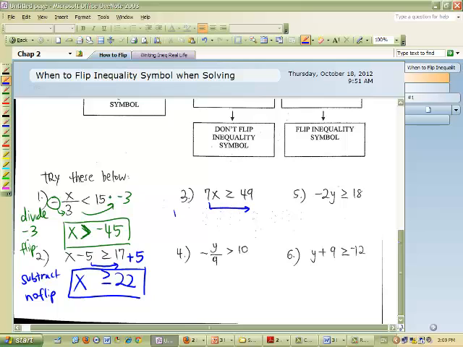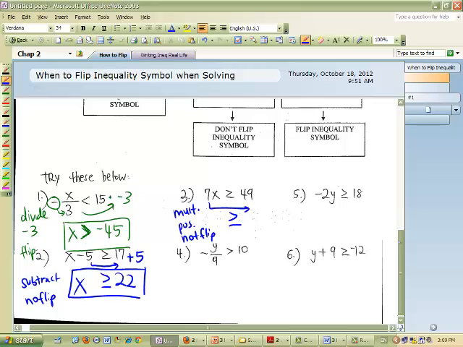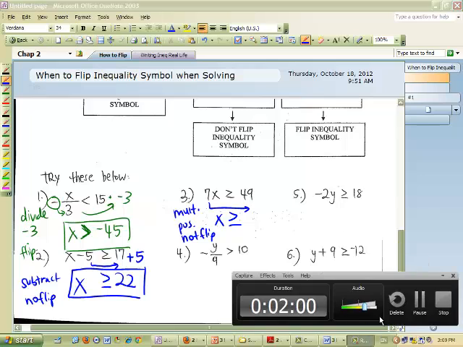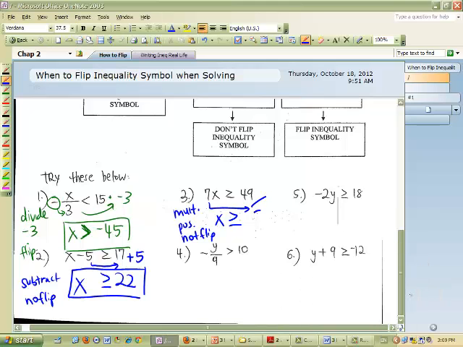Number 3, I'm going to take the 7, bring it over here. And because here I'm multiplying and the 7 is a positive, then I am not flipping. So I'm going to take the symbol and keep it as greater than or equal to. X is still on the left side. I'm going to take the 7 that's multiplied over here and divide. And positive 7, so 49 divided by 7 is 7. And there's my answer for that question. And I actually don't even need to write that positive there at all.